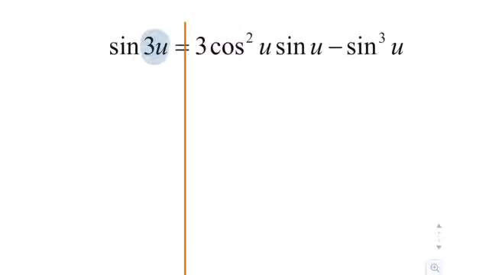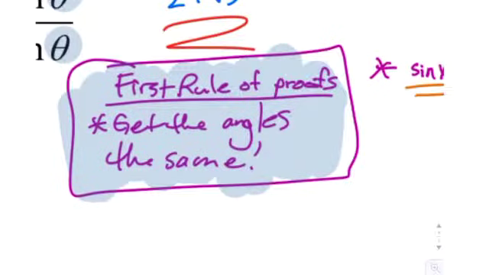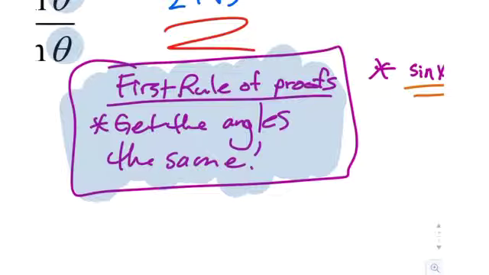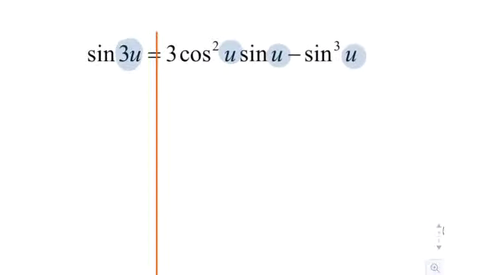If you look on the left, we have an angle of 3u, and on the right, we have an angle of single u. So, if this were in the fundamental identity section, I would say for sure start on the right. But we have a new first rule of proofs, which is to get the angles the same. That kind of trumps all the other strategies that we've had so far.